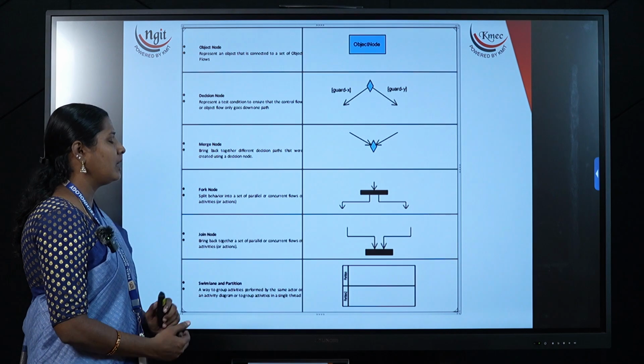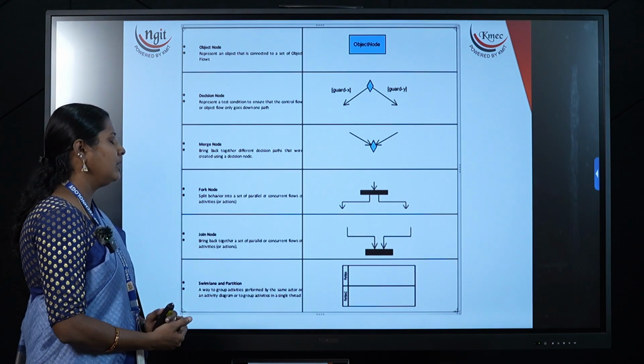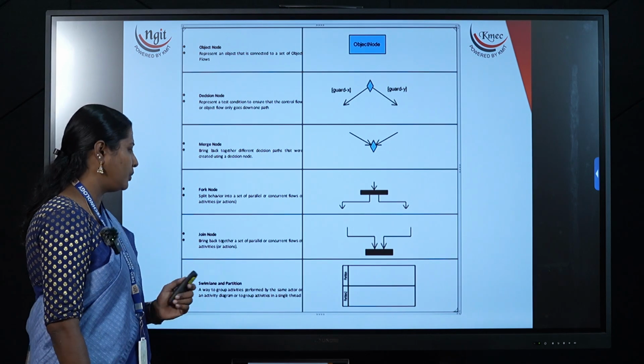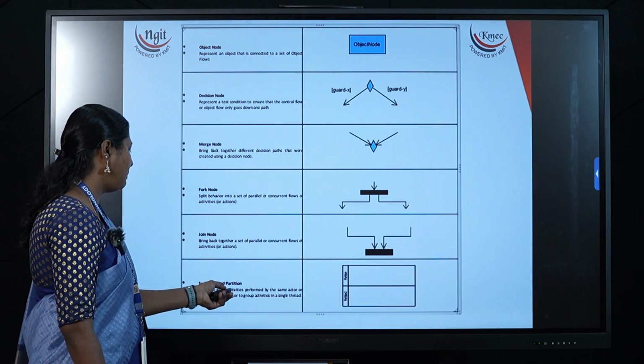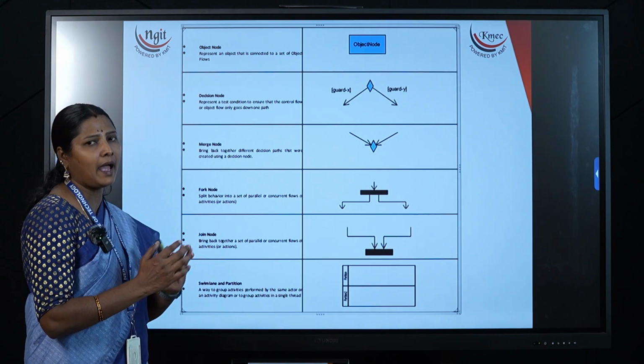The next one is a fork node, as we know, which takes one input and gives many outputs, whereas a join node takes multiple inputs and gives one output. The next one is the swimlanes or the partitions. This is used to group several performances or activities.